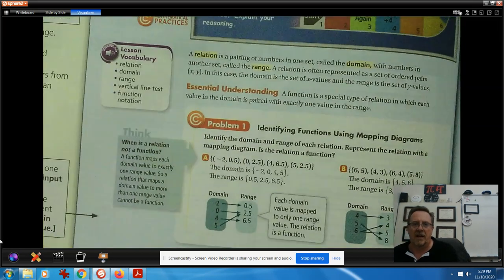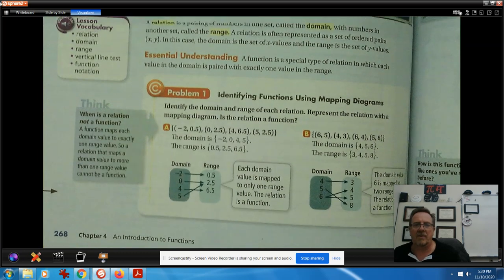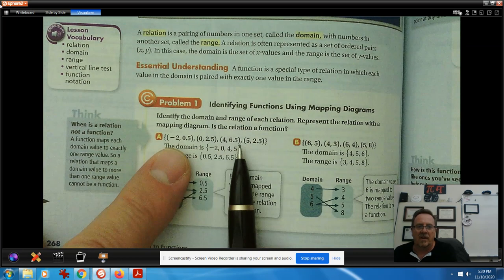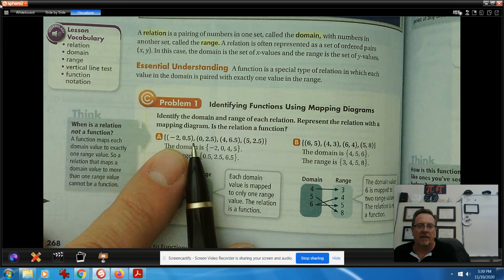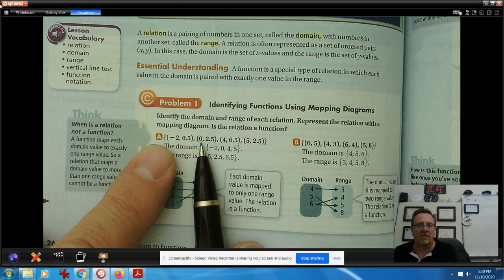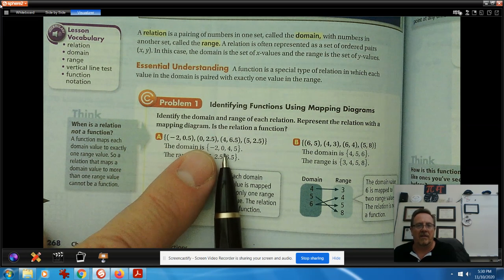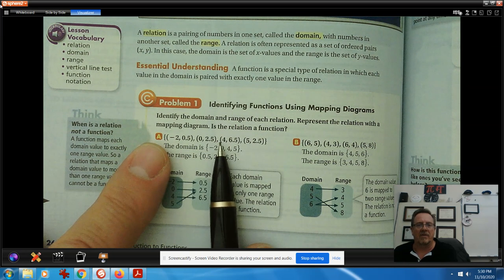Problem number 1 here says, identify the domain and the range for each relation. Okay? So remember, the domain is the input values. So here it's giving us the ordered pairs that make up that relation, right? And if I was trying to find out what the domain is, the domain here is going to be -2, because remember the first number of the ordered pair is your input. So -2, 0, 4, and 5 are your domain, because those are the input values in your ordered pairs, okay?